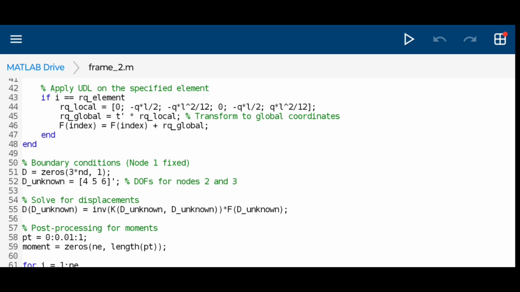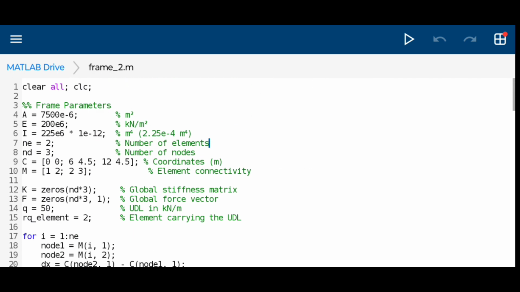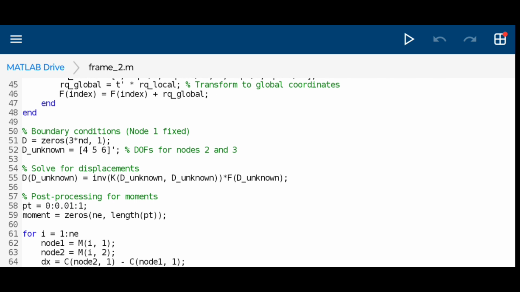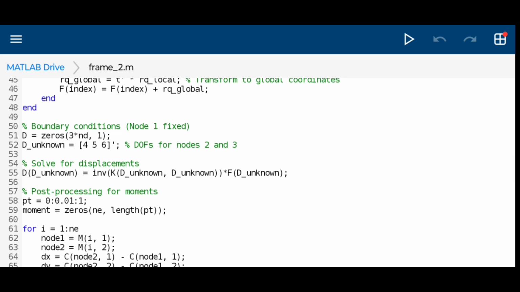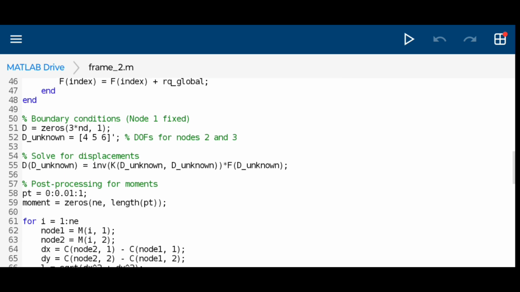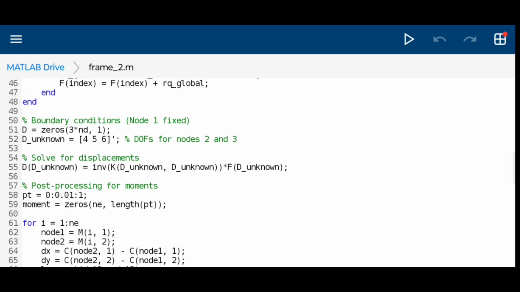So if there are two elements where there is UDL, it will automatically update itself. This is a good thing, that this is a very generic code. It will work for other problems also. So now, as the usual part, we will solve for the displacement, which will be in the global terms.